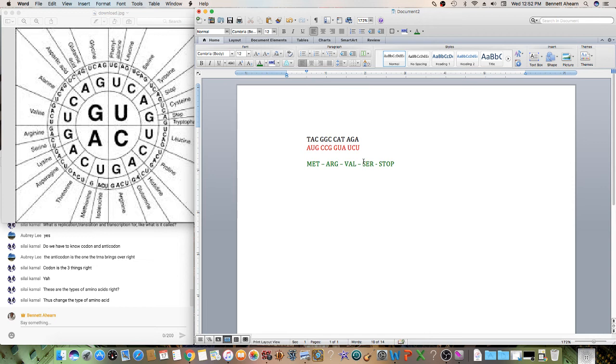Actually, this should have been alanine. That's alanine up there. So that's what it was originally. It changed the amino acid, GCC, or GGC to CCG. Originally it was alanine. What did I do? CCG.